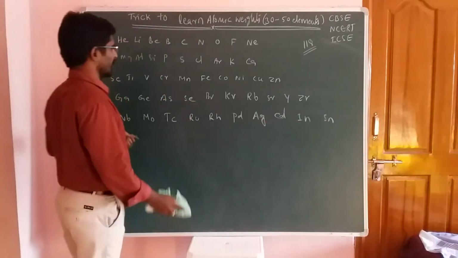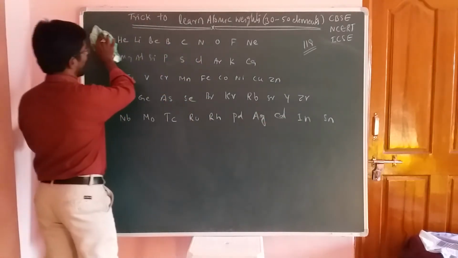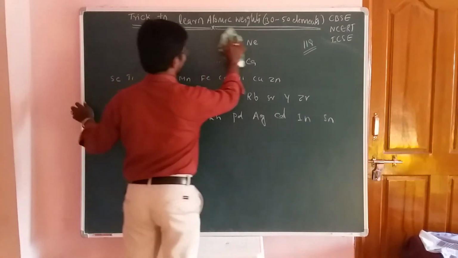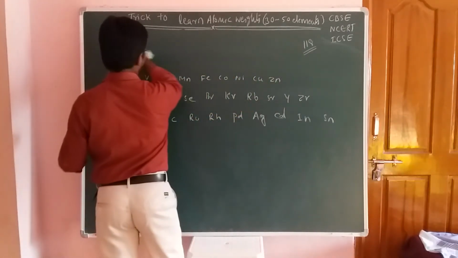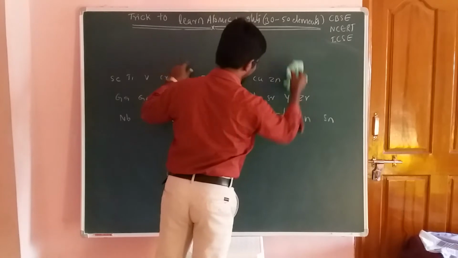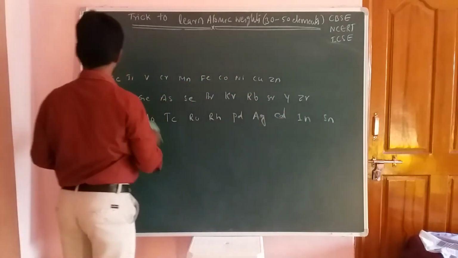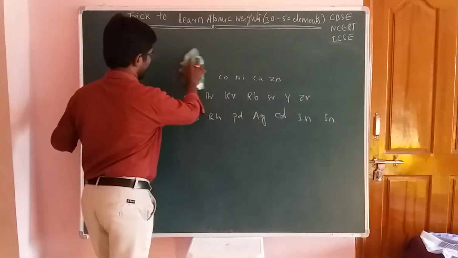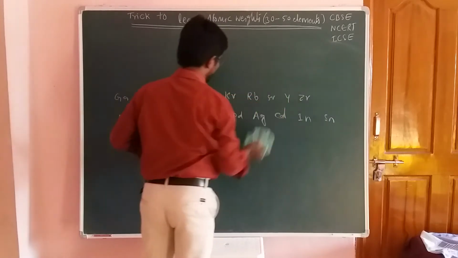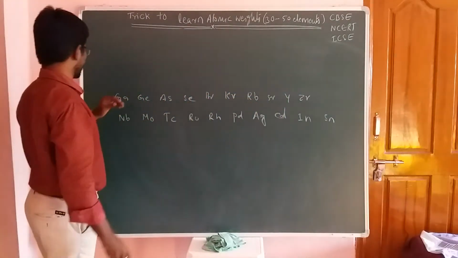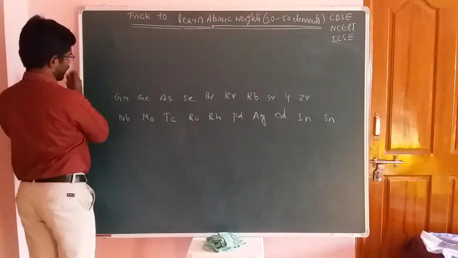Okay, so these are the elements. And how should you find out the atomic numbers and atomic weights of these elements? Already we learned up to the zinc element. Now we should learn about these. First of all, we will write these elements.